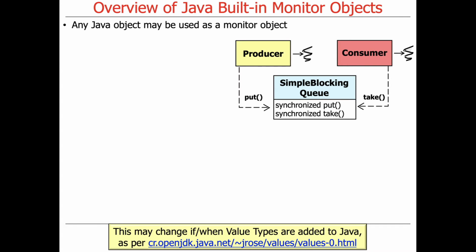Any Java object can be used as a monitor object. I actually have to update this slide. There's now something called a record, and records are essentially not objects, and they're not monitor objects. So that is actually now true. There's something called records that are not objects, but any Java object that's not a record can be used as a monitor object.